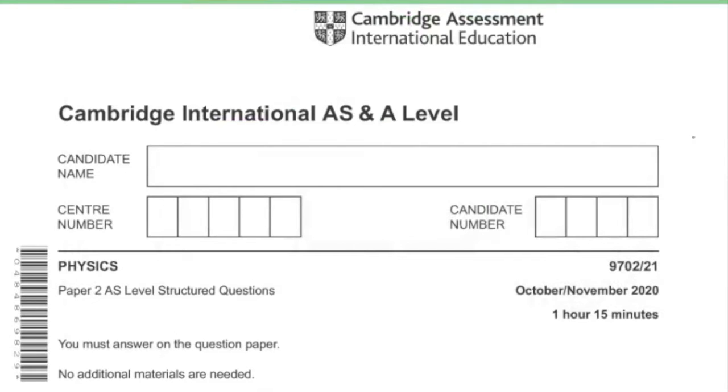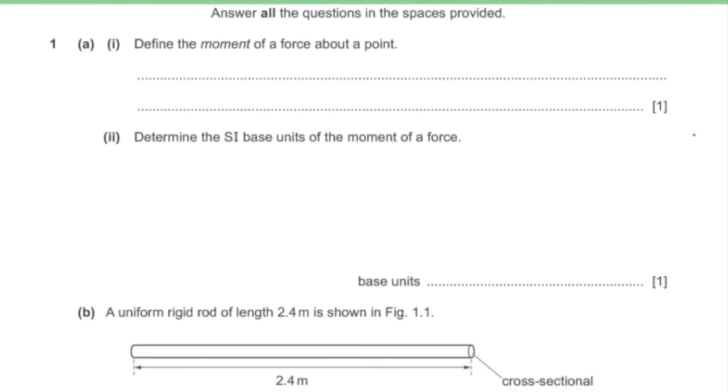Today I'll be solving Physics Paper 2 AS Level Structured Questions 9702 Paper 2, variant 1, October/November 2020. Question number 1, part A. Define the moment of a force about a point. So that's force multiplied by perpendicular distance.